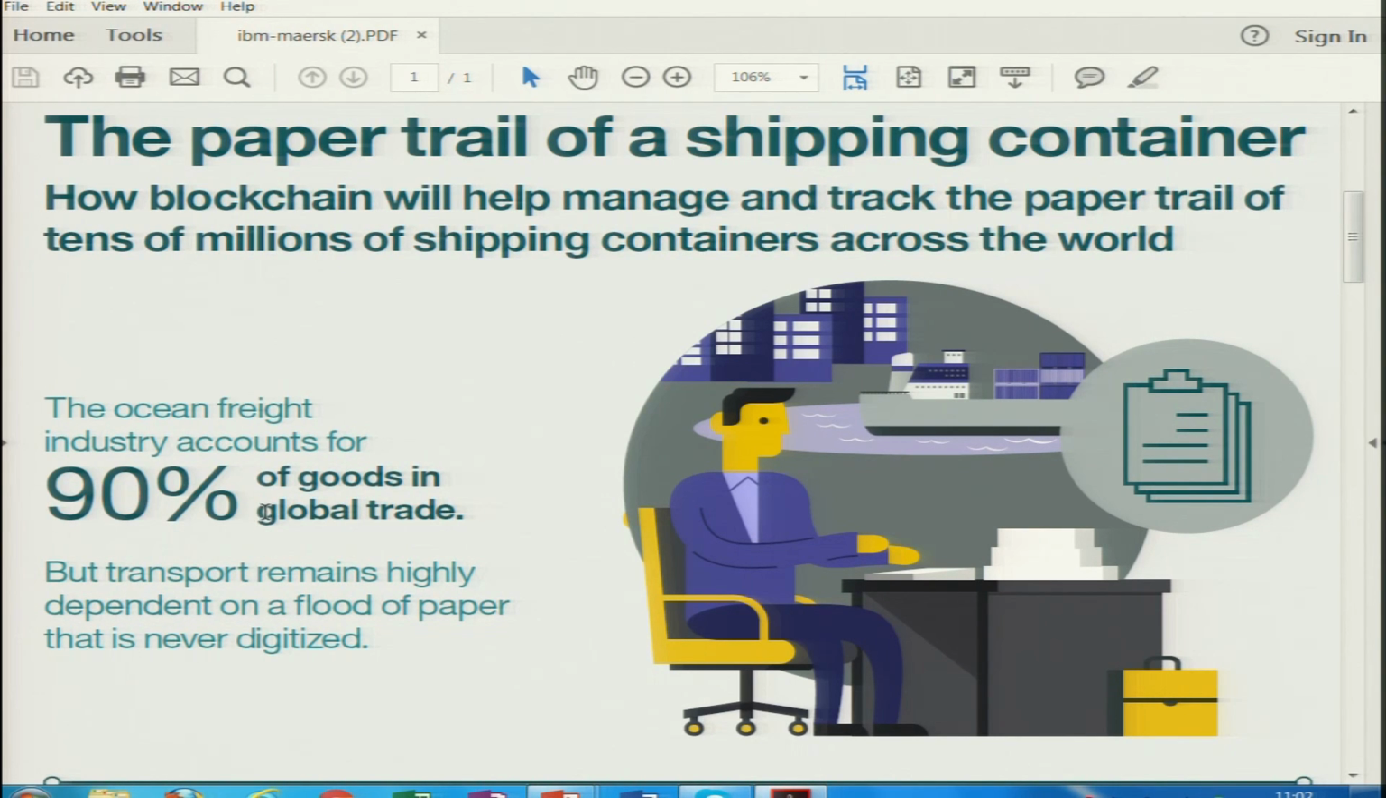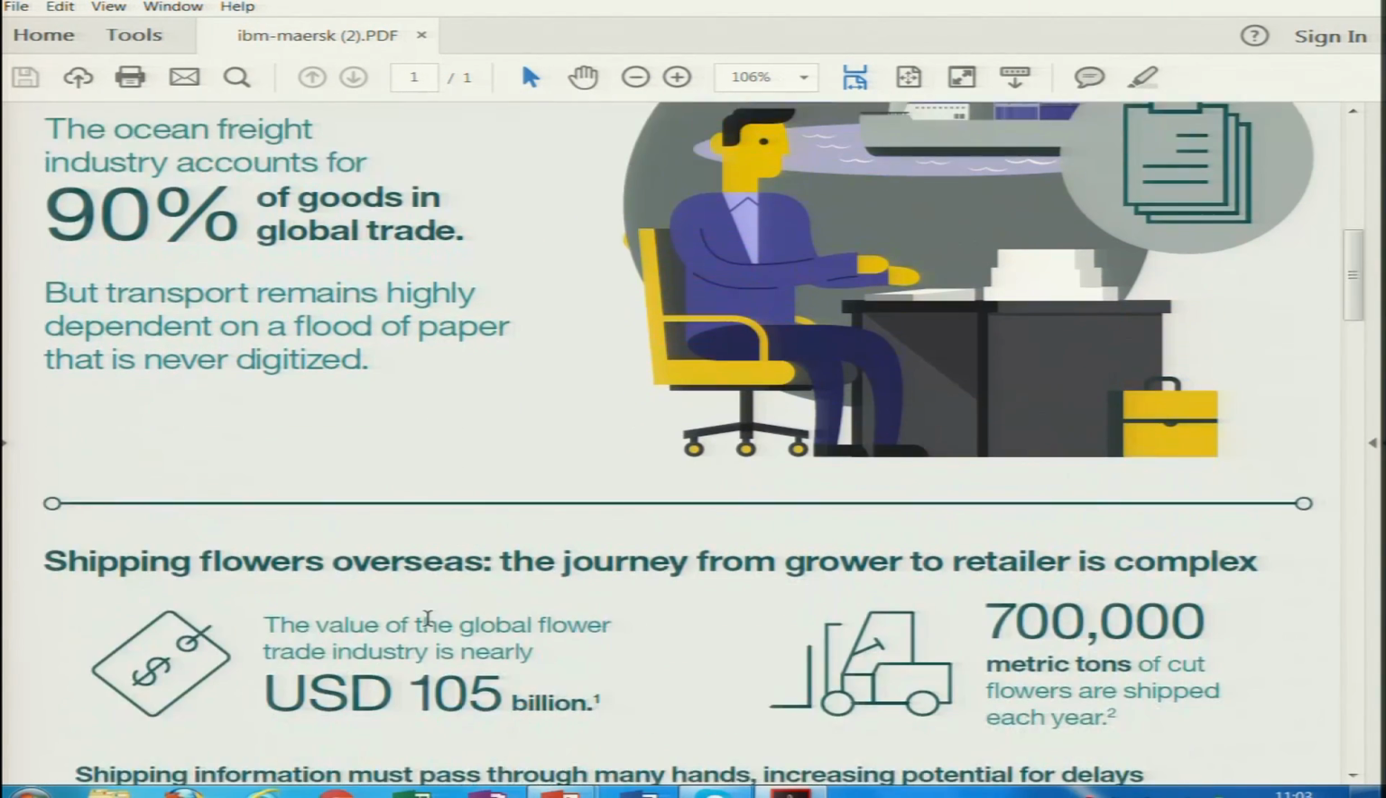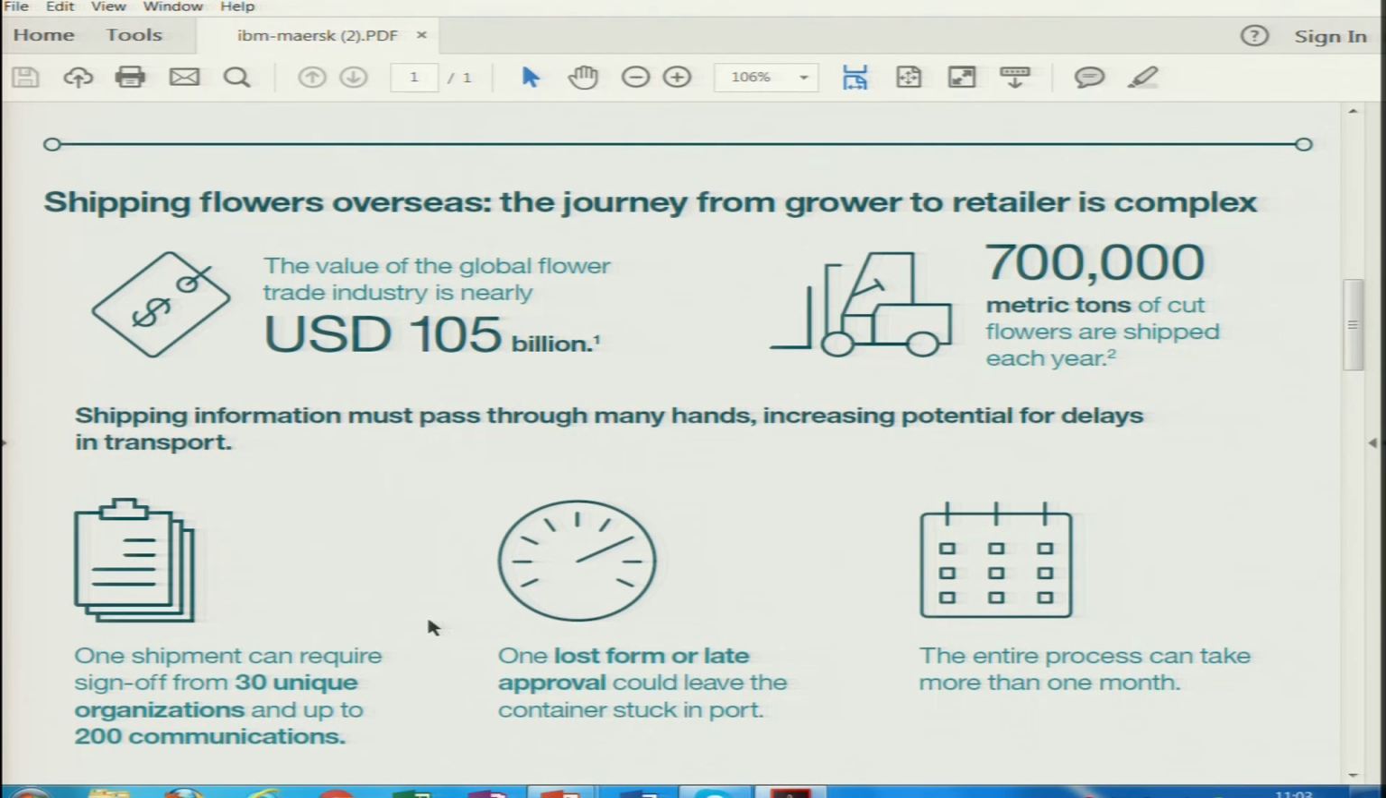90% of global goods in trade are carried by shipping, but transport remains highly dependent on a flood of paper that is never digitized. Physical paper has to follow. As the container goes, even those who are doing shipping in India will know, once a truck goes, the roadway bill has to go physically along with the truck, and whenever an inspector stops, the driver has to produce that. So, documents are not digitized, now they are being slowly digitized in India. Historically, physical paper had to move, but even otherwise transport remains highly dependent on a flood of paper that is never digitized. So, here is an example of highly perishable goods.